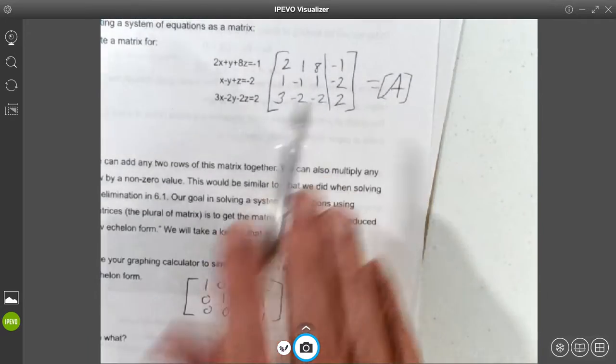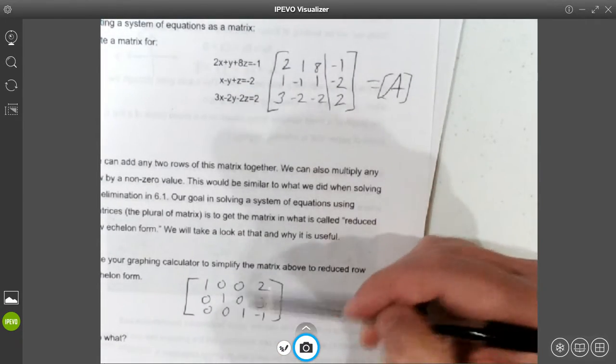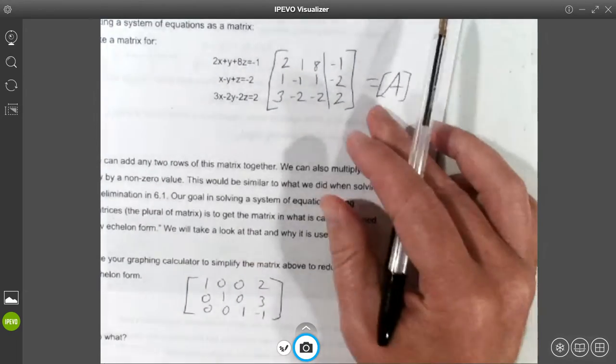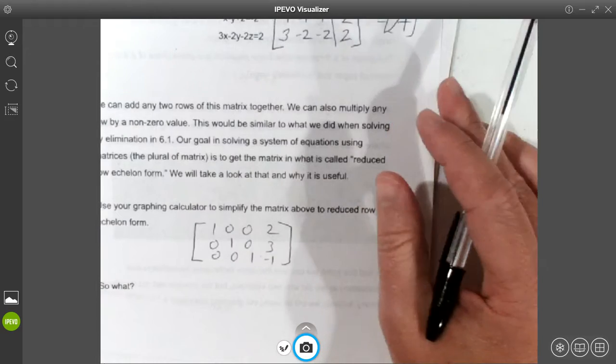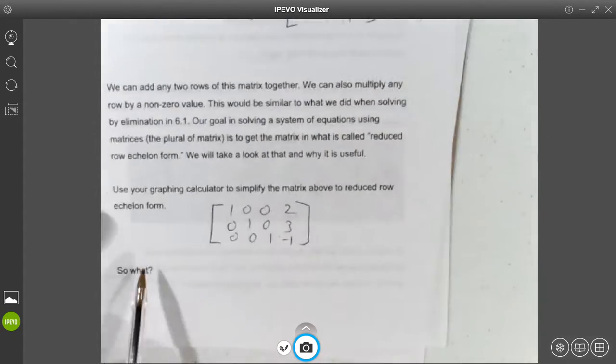Now, again, I wish we had more time to look at this, but these two matrices are identical. They're the same matrix. They look completely different, but they are. Go back and think about how we could solve this by elimination. But take a look at what this means. So what's the so what?